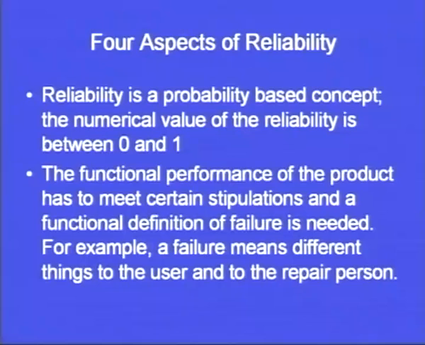So reliability is a probability concept. The numerical value of reliability is between 0 and 1. Whenever we define system reliability, the value should fall between 0 and 1. Then the functional performance of the product has to meet certain stipulations. Stipulations means specifications or the requirements. The functional performance of the product has to meet certain stipulations, and a functional definition of failure is needed.